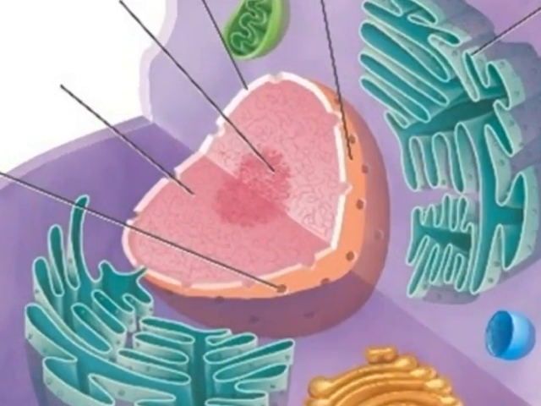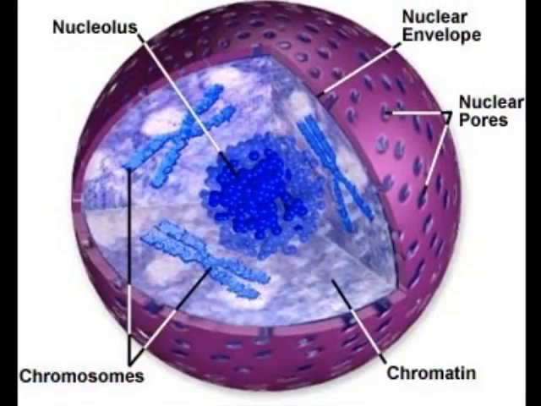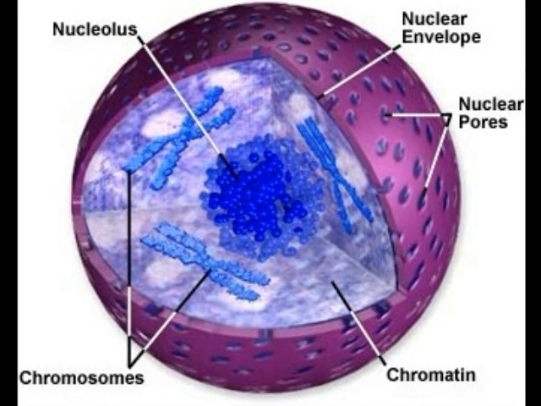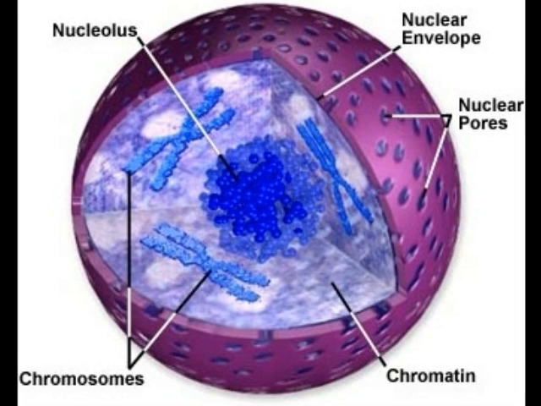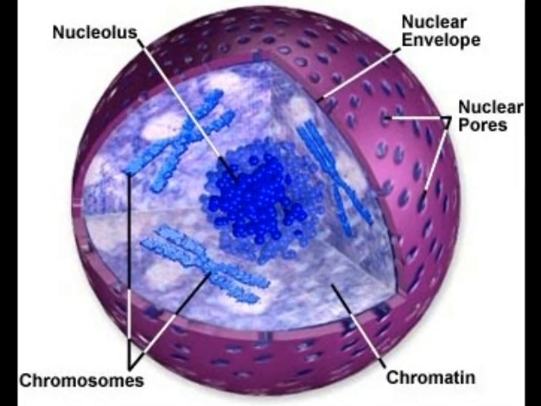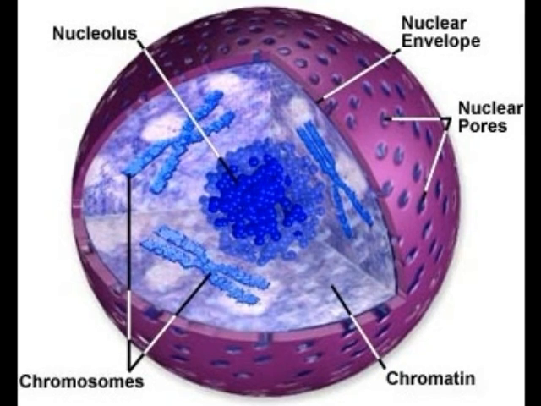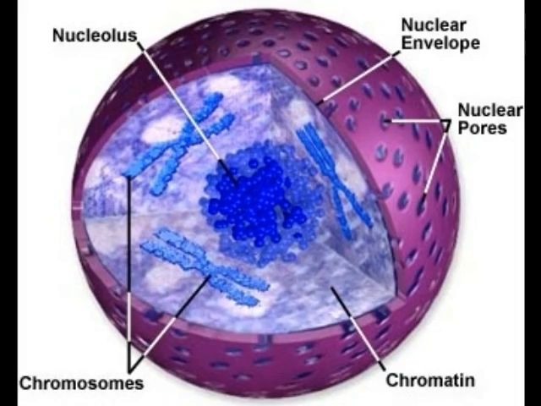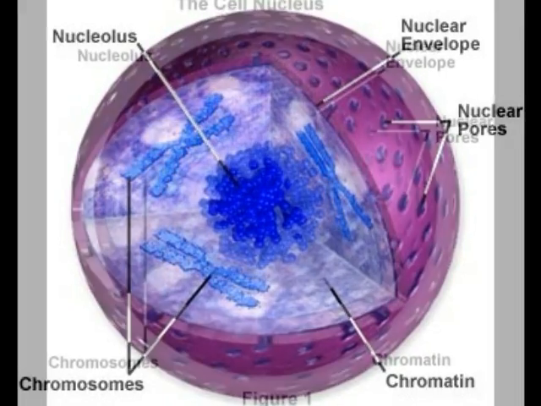Let's start with the nucleus. The nucleus has small openings, similar to pores, on its outer membrane. Biological materials move in and out through these pores. They are the communication channel between inside the nucleus and the cellular cytoplasm. The nucleus contains the majority of the DNA in the cell.